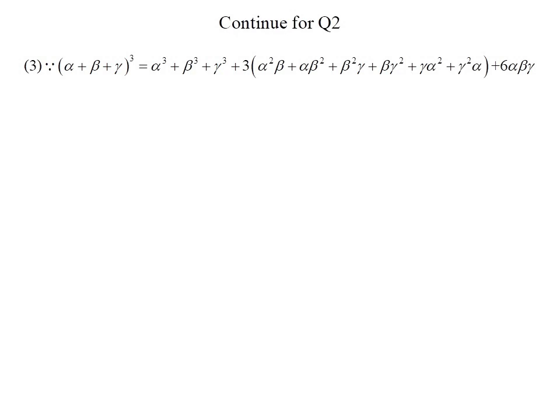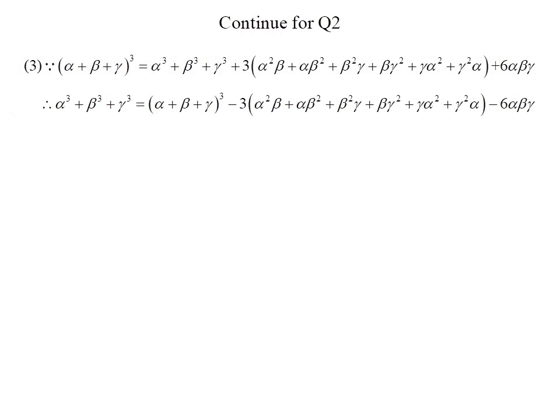As for the third question of example 2, we need to be a little bit more familiar with the formula of the perfect cubic. As can be seen on the screen, the sum of alpha cubed, beta cubed, and gamma cubed is equal to the cubed sum of alpha, beta, and gamma minus 3 times the sum of alpha squared beta, alpha beta squared, beta squared gamma, beta gamma squared, gamma alpha squared, and gamma squared alpha minus 6 alpha beta gamma.